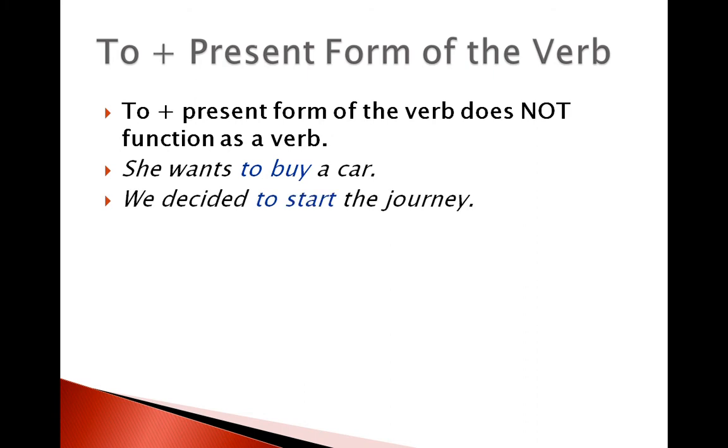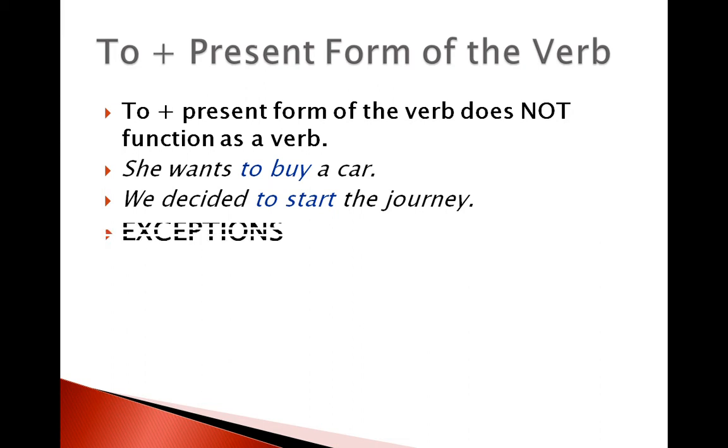Let's have another example. It's a very similar example. We decided to start the journey. What did we do? We didn't start. We is the subject. What's the verb? The verb is decided. What did we do? We decided. We decided what? To start. To start, once again, is playing the role of a noun. It's functioning as the object of a verb. It's not a verb in this sentence. It's infinitive. So we can conclude that to plus first form of the verb is called infinitive and it does not function as a verb in a sentence.